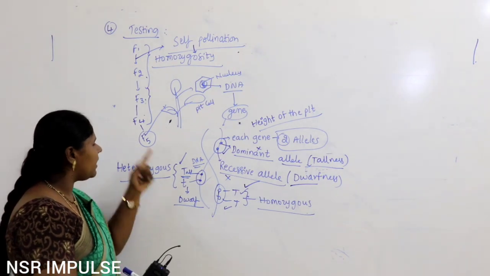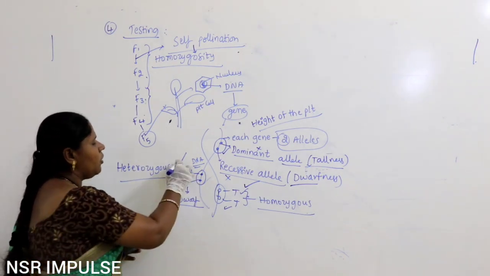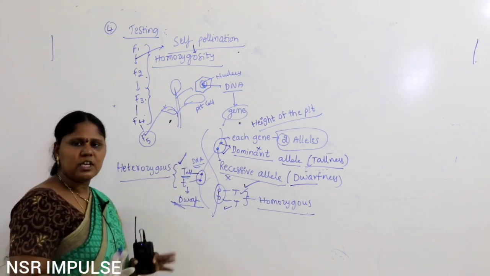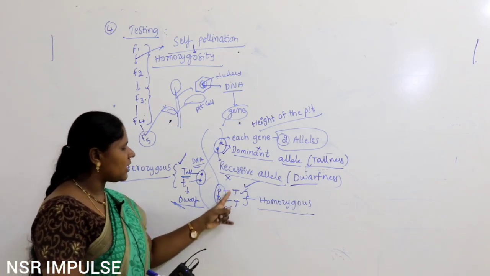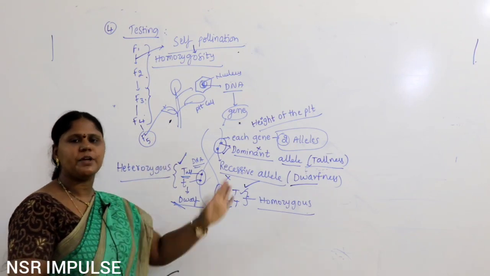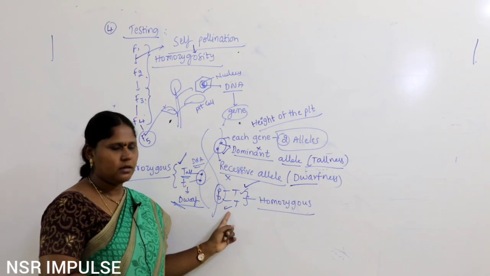Suppose our F3 plant is in a heterozygous condition. Maybe one plant may be tall and another offspring may be dwarf. So we don't want to take the chance. We want all plants coming out of this particular F5 plant to be tall. That means it should be in homozygous condition.